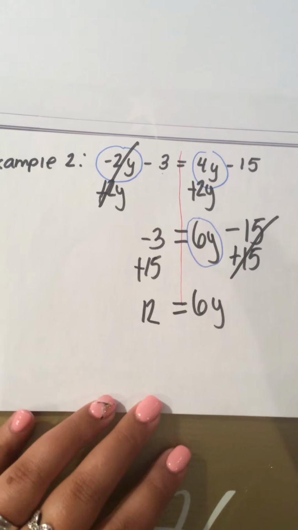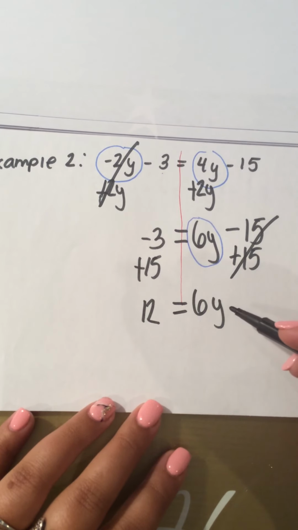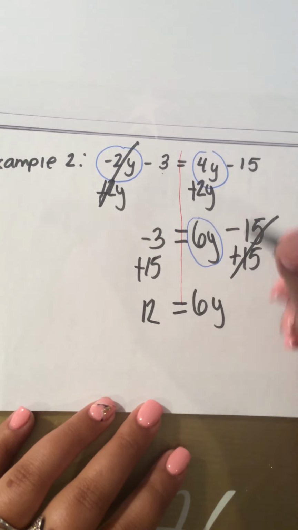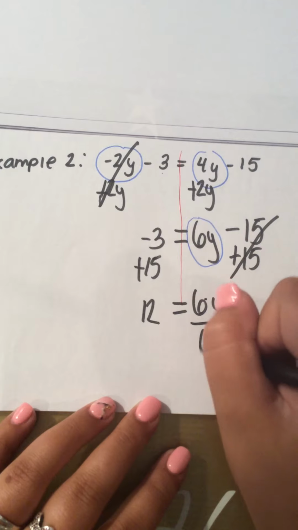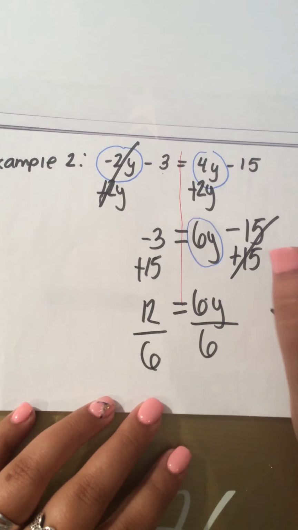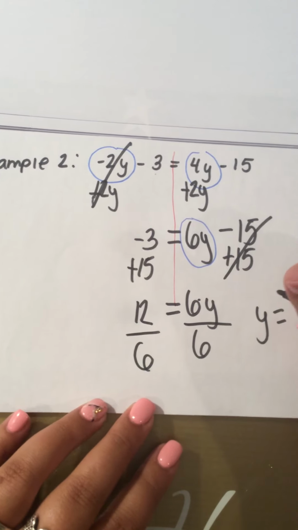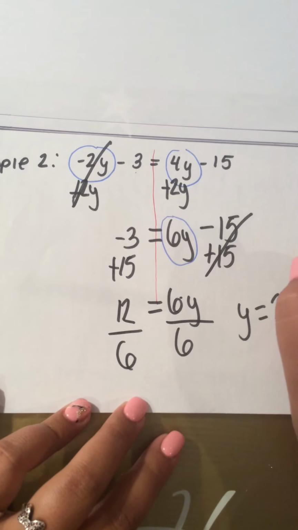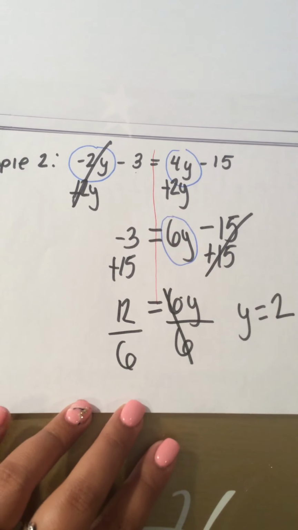6y. Now this 6 and the y, remember they're being multiplied, so I'm going to put a little dot in between so I remember multiplication. To undo multiplication, I'm going to divide. So I'm going to divide by 6 on both sides. y equals 2, because in this case the 6's will cancel out.